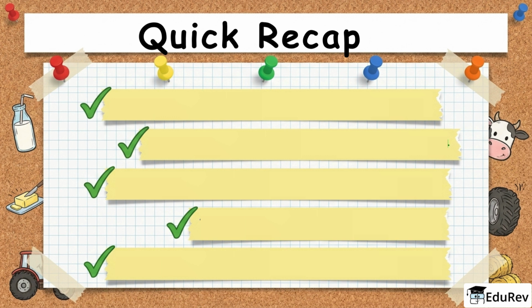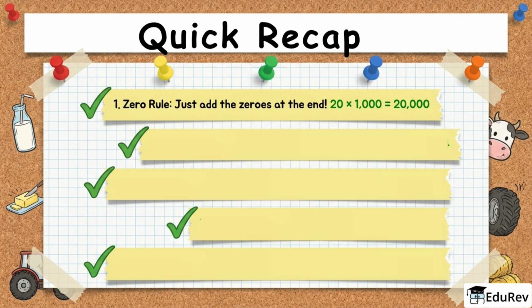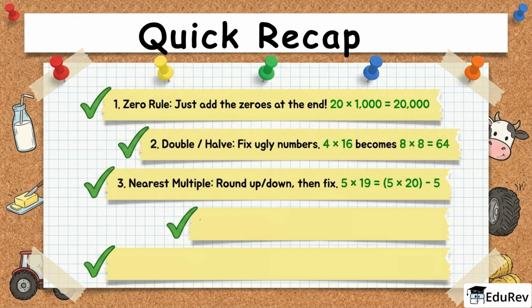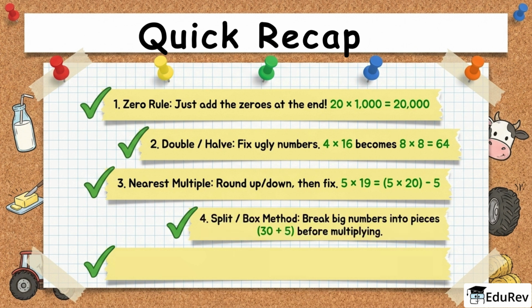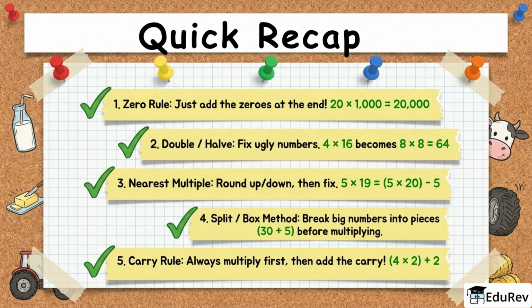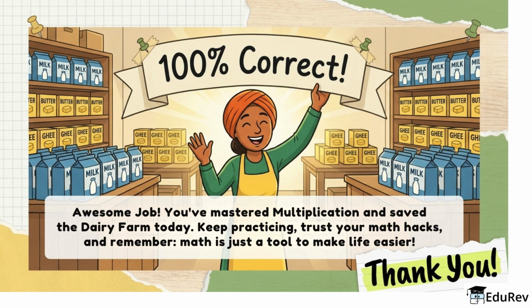Let's recap what we covered today. Number 1. The zero rule. Just add the zeros at the end. Number 2. Double and half to fix difficult numbers. Number 3. Round to the nearest multiple, then fix the difference. Number 4. The split or box method to break big numbers down. And number 5. The carry rule. Always multiply first and then add your carried number. That covers our multiplication chapter for today.